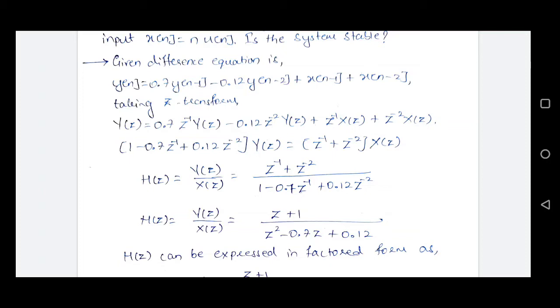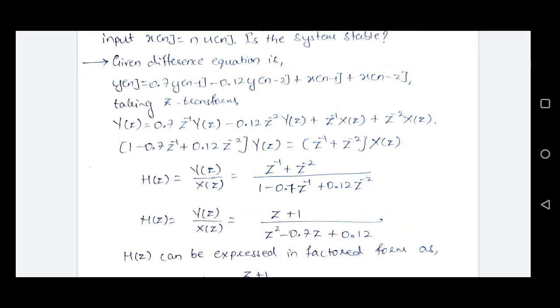Now combining the input terms and the output terms, we can take Y(z) and X(z) common, and rearranging the terms as a ratio, H(z) can be represented as Y(z) divided by X(z), which will be equal to z to the power minus 1 plus z to the power minus 2 divided by 1 minus 0.7 z inverse plus 0.12 z to the power minus 2. Now this is the representation of the z transform or transfer function as a ratio of two polynomials.